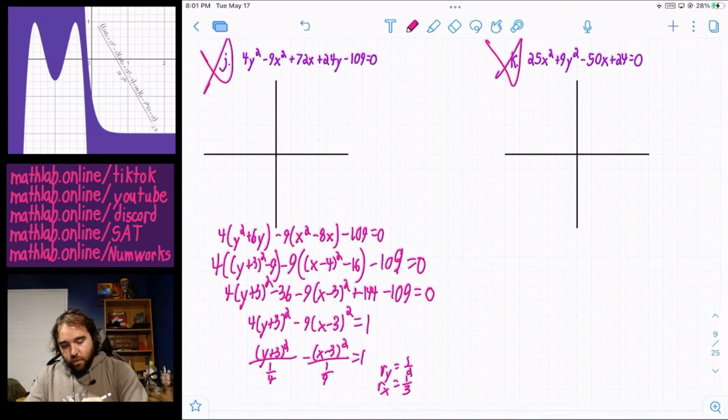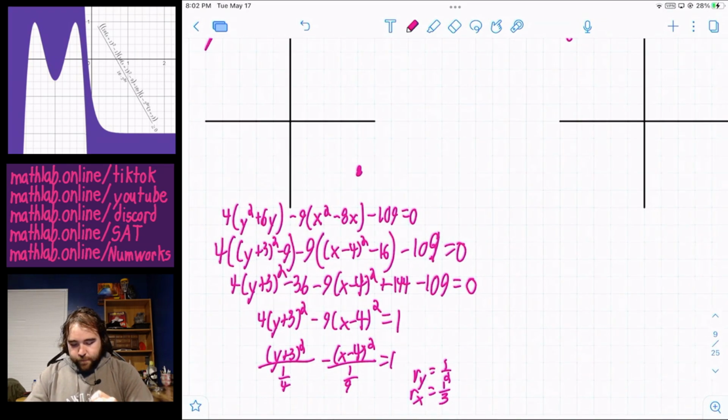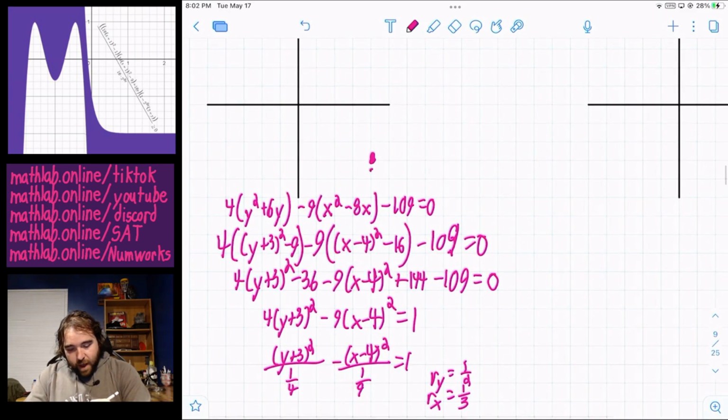So that's negative 3, 3. No, I need to put that back. That's a 4. So 4, negative 3. And then our y is 1/2. Our x is 1/3. So y is longer. And it's opening up and down.